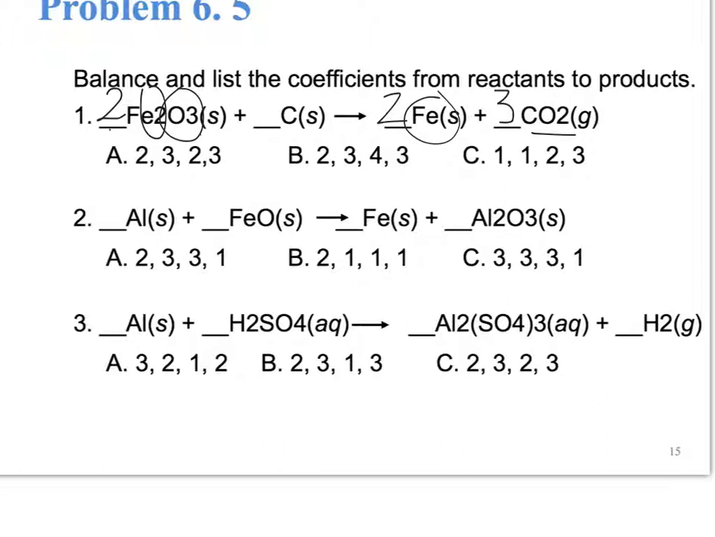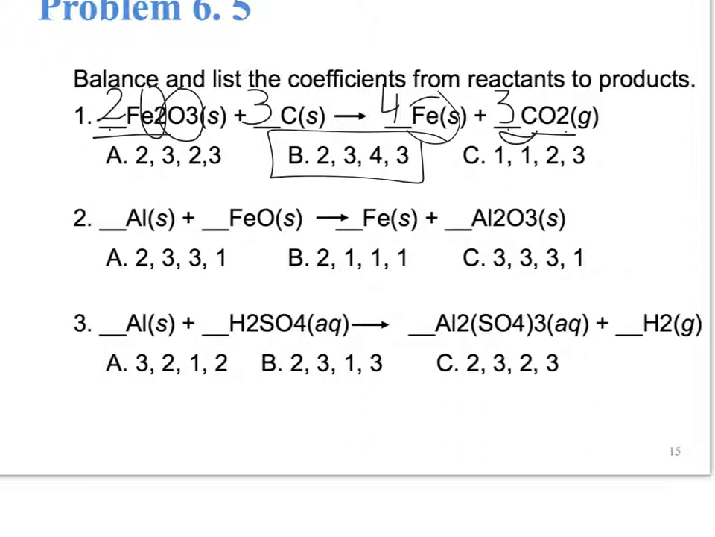You see, 3 times 2, 6. 3 times 2, 6. That changes the number of irons. And now here we have 4, so we put 4 here. The last is 3 carbons, 3 carbons. So 2, 3, 4, 3. The answer is B. Let's do the next one.